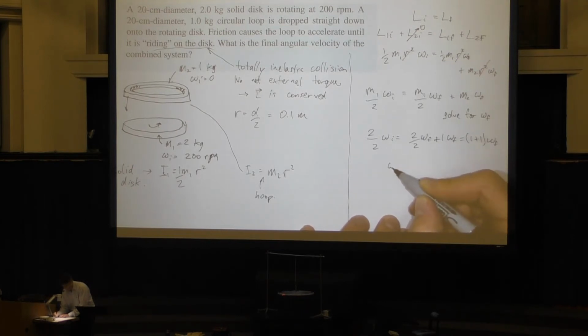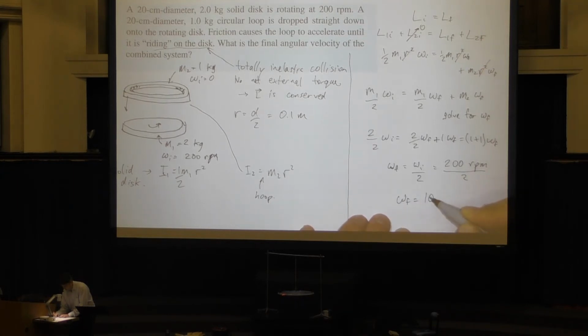So omega final equals omega initial divided by 2. I'm not even going to convert. It's 200 RPM, which is not an SI unit, but I can divide it by 2 and say omega final equals 100 RPM. I think.